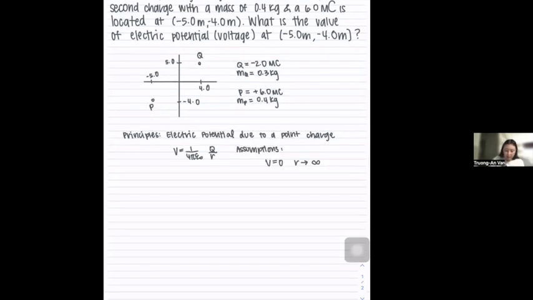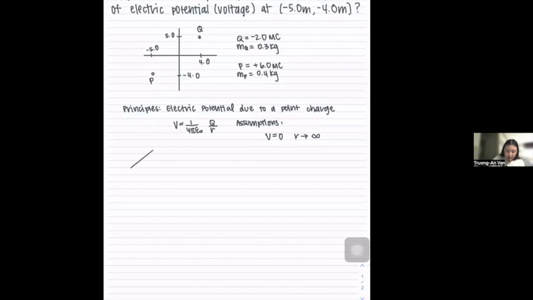So first off, we want to start by drawing a triangle with Q here, P here, and we're trying to find R. Based off of the graph on the top, we know that this is 9 and this is 9. You find this by adding the two values together. And so we find that R is equal to the square root of 9 squared plus 9 squared, and that R is equal to 12.73 meters.